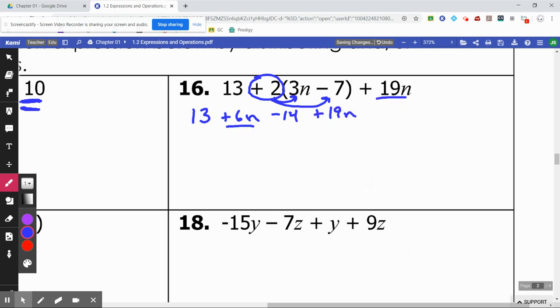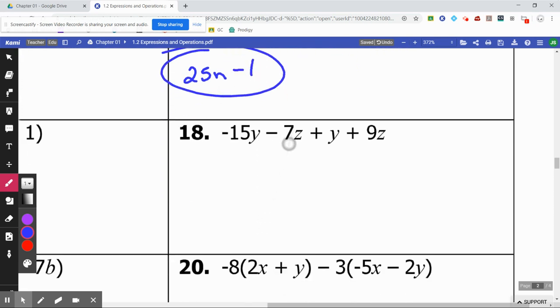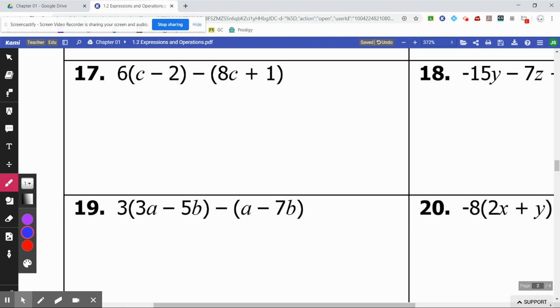Now simply look for like terms. I like to do my variables first. 6n's and 19n's gives you a positive 25n's. A positive 13 and a negative 14. If there's no symbol in front of it, it's understood to be positive. Positive 13 and negative 14 is a negative 1. Done.